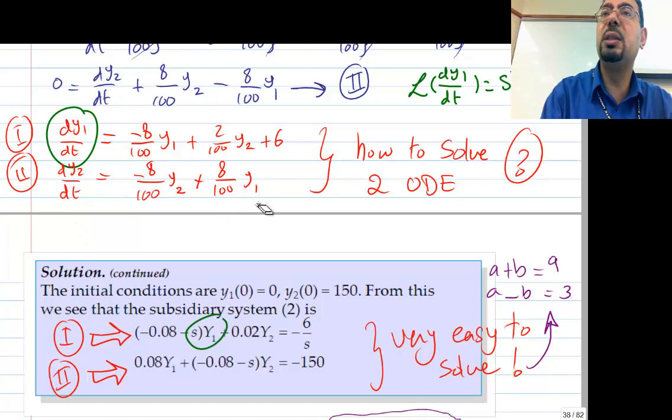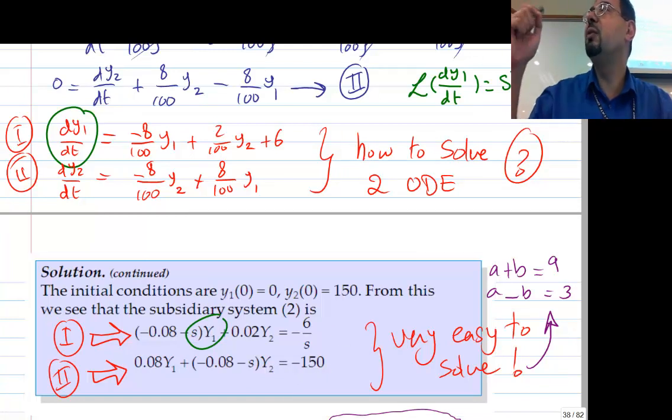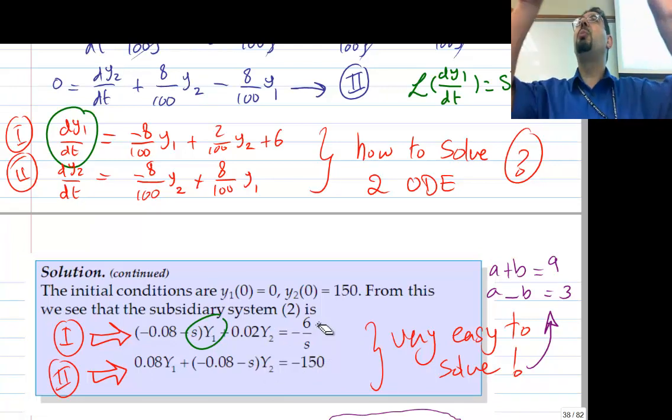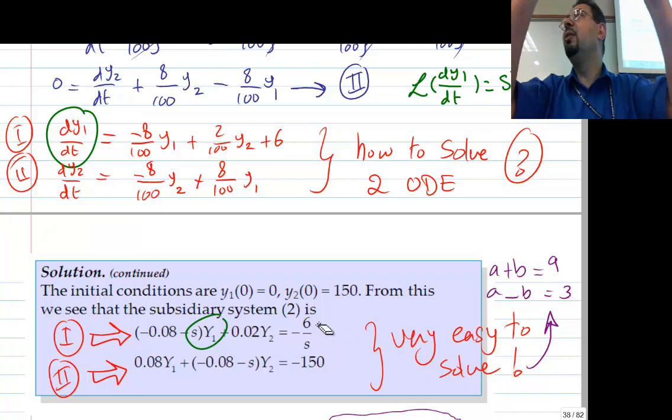Here's the second equation. What is the Laplace of y1? Capital Y1. Laplace of y2, capital Y2 multiplied by that constant. Laplace of dy2 by dt, s Y2 minus y2 of 0, the initial value of y2, which happened to be 150. The minus and the plus are basically because he wants the equation to look like x1 plus x2 equals 7 and x1 minus x2 equals 8. So he put all the constants on one side and the variables on the other side, so that he can see here two equations, two unknowns.